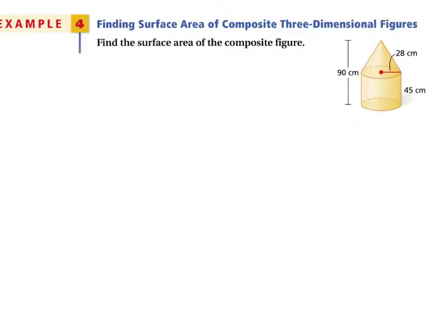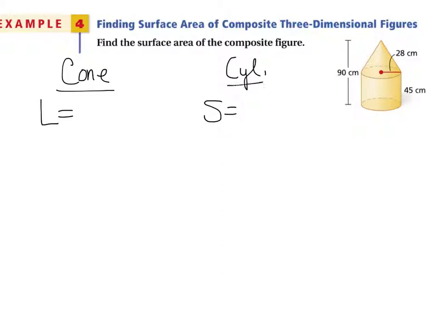In example 4, we want to find the surface area of this composite shape. But here's our problem. The surface area in this case would not include the area of this circle right here because it's like smushed together. So we only want the lateral area of the cone and the surface area of the cylinder, but we want to subtract out one of the bases.